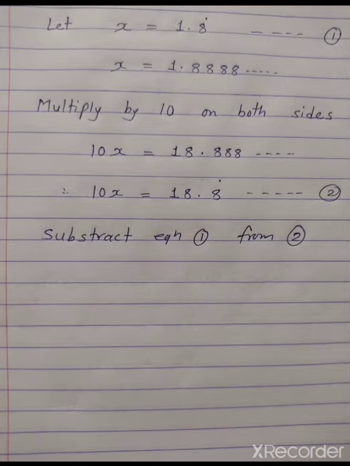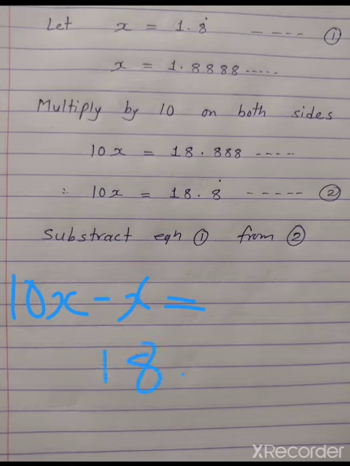So the next step is to subtract equation number 1 because it is the smaller number. So subtract equation number 1 from equation number 2. Subtract first the left hand side and then subtract the right hand side.